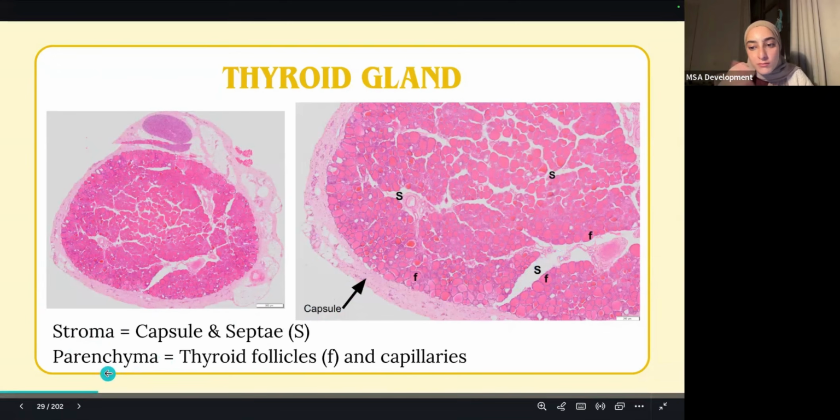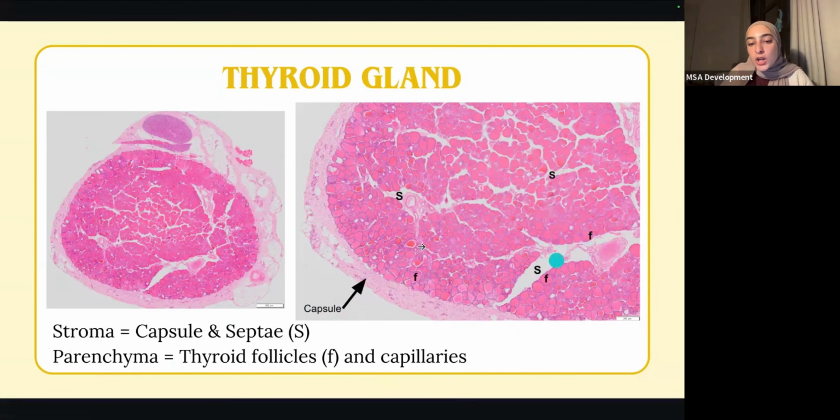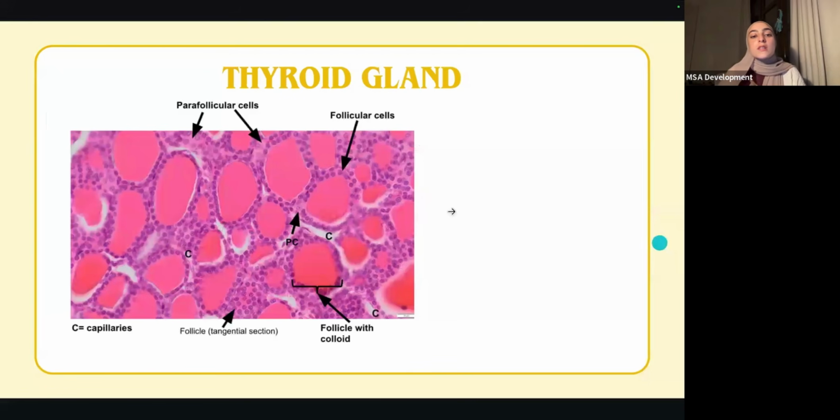For the parenchyma, which is the important part, you have the thyroid follicles. You can see there's a million follicles here. These circles are all follicles, and you have capillaries. They're not shown here, but the capillaries, I told you, are found everywhere. Okay, let's zoom in to see the follicles because we care about the follicles. We don't care about the other things. This is what it looks like.